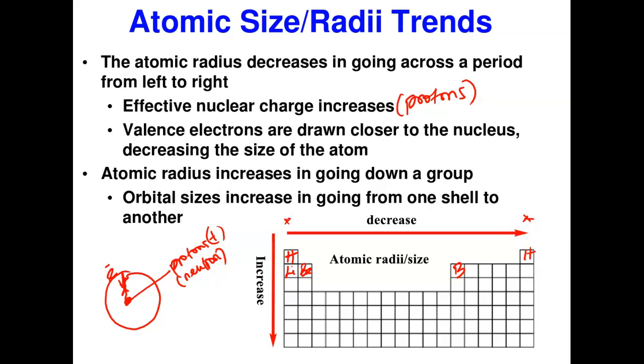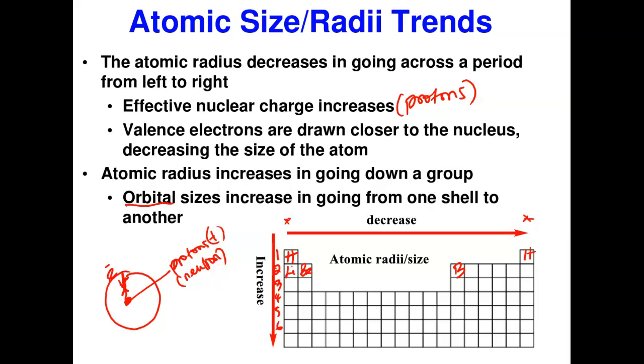Then what happens as you go down the group? As you go down the group, the size of the atom, the orbital size, which is the general size of the atom, increases. Remember, the period represents the shell. So as you're going down the group, this is period 1, period 2, period 3, period 4, 5, 6, down. As you're going, you're adding shells.